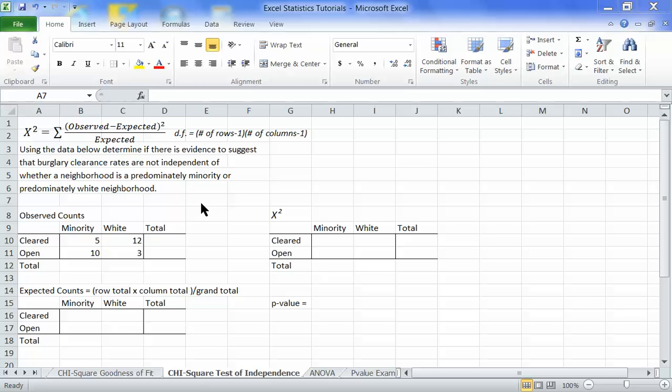And the alternative hypothesis would be that the burglary clearance rates are not independent of whether a neighborhood is predominantly minority or predominantly white. Another way of stating that is that there is no relationship between whether a neighborhood is predominantly minority or white and the burglary clearance rate for the null hypothesis, and the alternative would be that there is a relationship between those two factors.